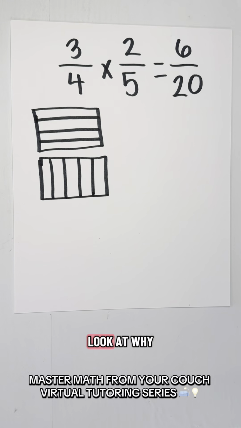Welcome back. Let's look at why multiplying fractions is the only time in fractions where we simply just multiply across. When we are multiplying fractions, we're really taking a part of a part. So let's look at 3/4 times 2/5.